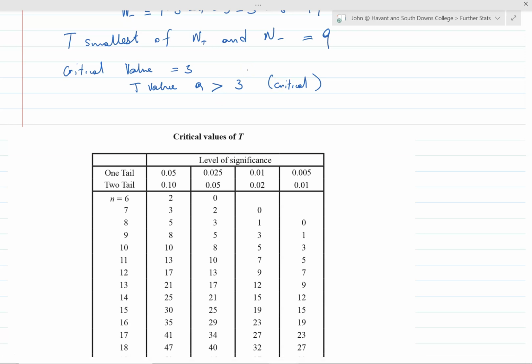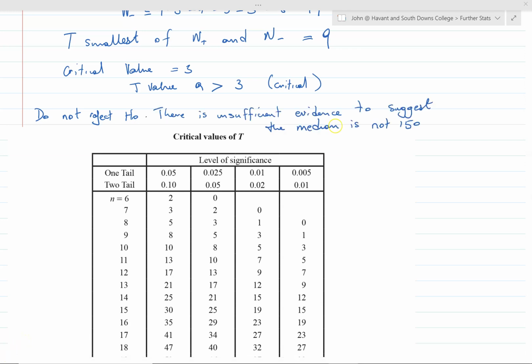So we'd reject the null hypothesis if we had 2, 1 or 0, but we've got 9. So we do not reject H0. And then we need a contextual statement, something like there is insufficient evidence to suggest that the median is not 150. Okay, so that concludes it. You just follow the process, and it's like turning a handle, really. It feels a little bit odd, but thankfully there is guidance given in the formula book if you're doing OCR.